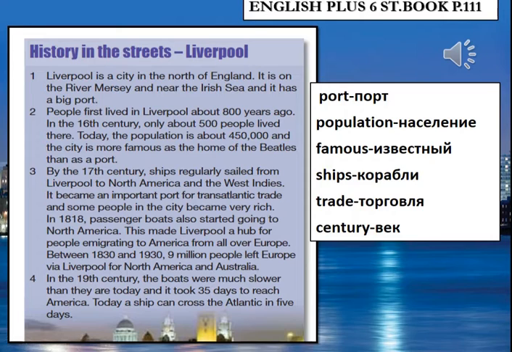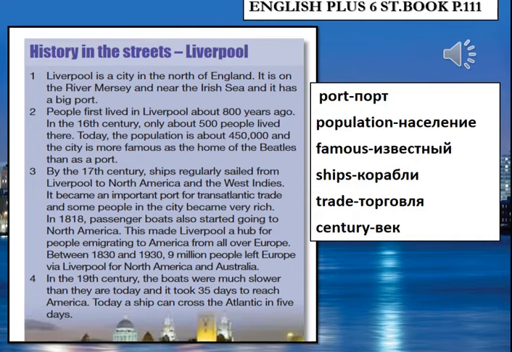Liverpool is a city in the north of England. It is on the River Mersey and near the Irish Sea, and it has a big port. People first lived in Liverpool about 800 years ago. In the 16th century, only about 500 people lived there. Today, the population is about 450,000 and the city is more famous as the home of the Beatles than as a port.